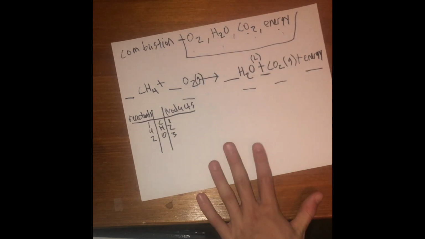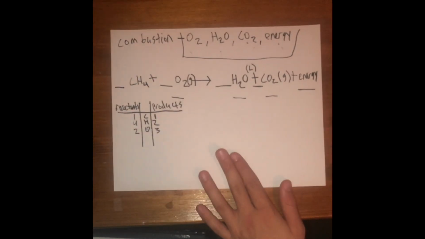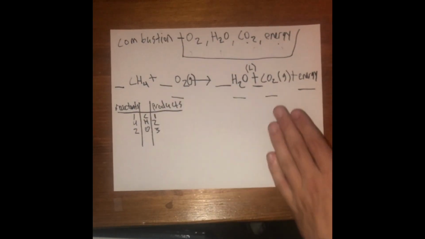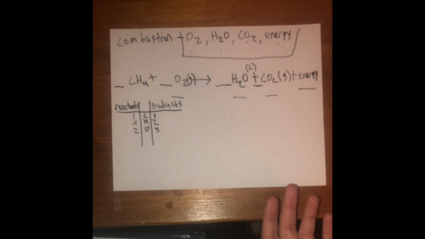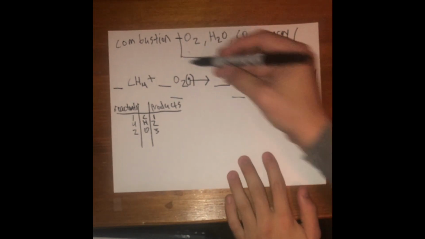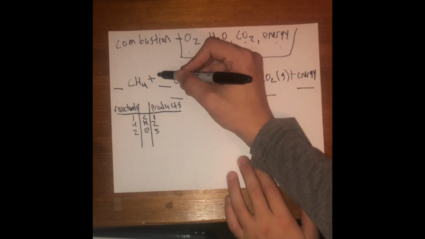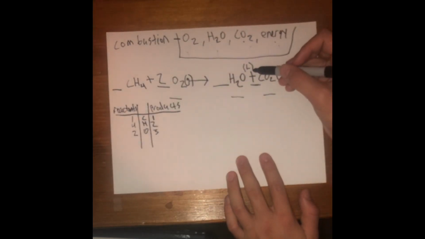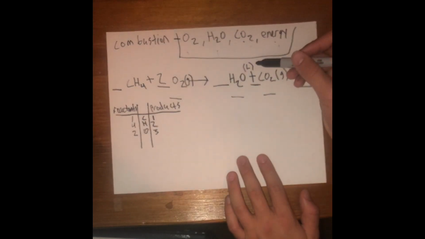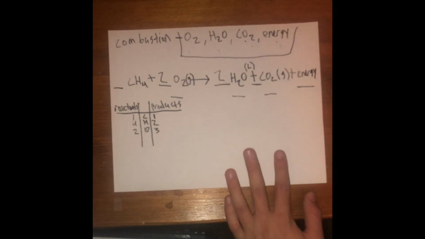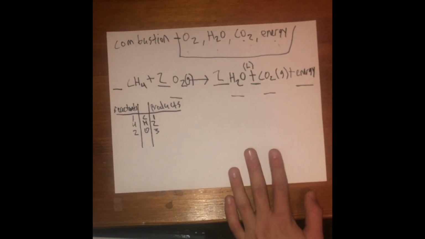So this is where we get to have fun and play with some numbers to solve which coefficients can solve out the rest of the problem to make it an even equation that we can call balanced. So we'll start off with 2 oxygen with 2 H2O. And the reason I'm doing that is because I'm trying to balance the oxygens first.